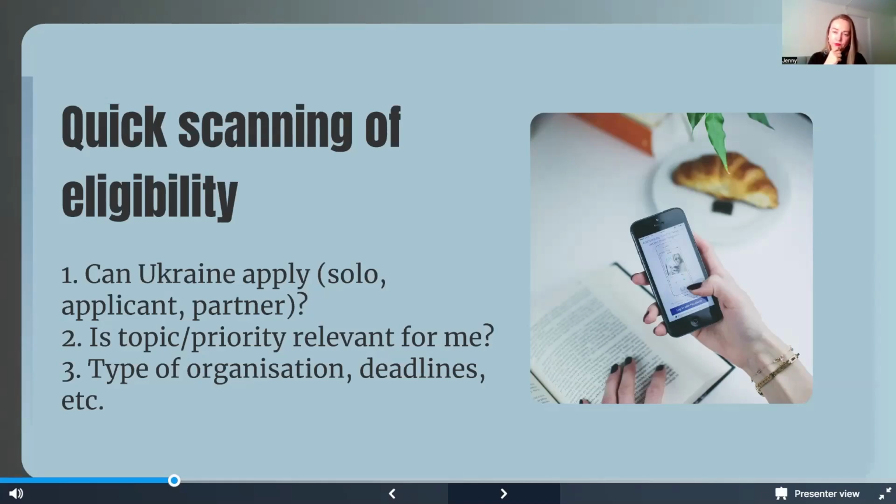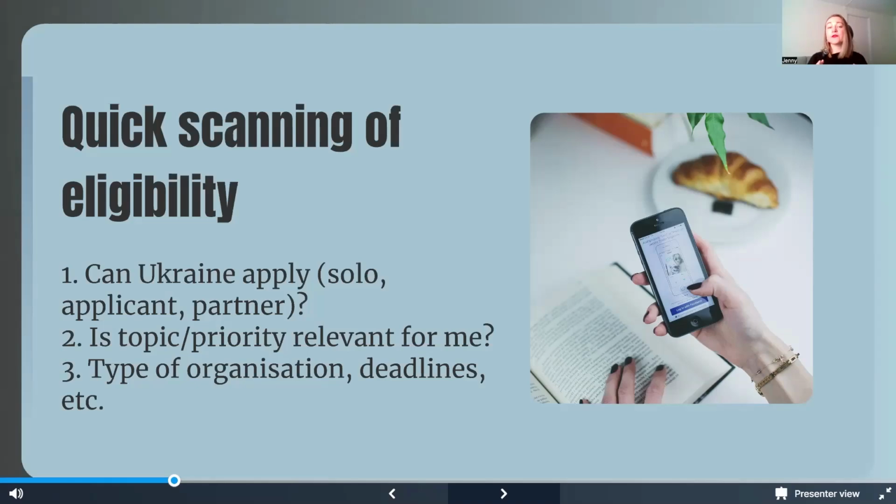It's normally at the end of the call for proposals, and I showed it in the first workshop. If you didn't see it, watch it. It's a very practical way to scan quickly, but you go there and read these technical requirements: whether Ukraine can be there, whether it's your area, whether the topic and priority are relevant for what you do. Type of organization, sometimes it's also written whether you must be profit or non-profit, or must include a governmental organization like a public organization or research institute.